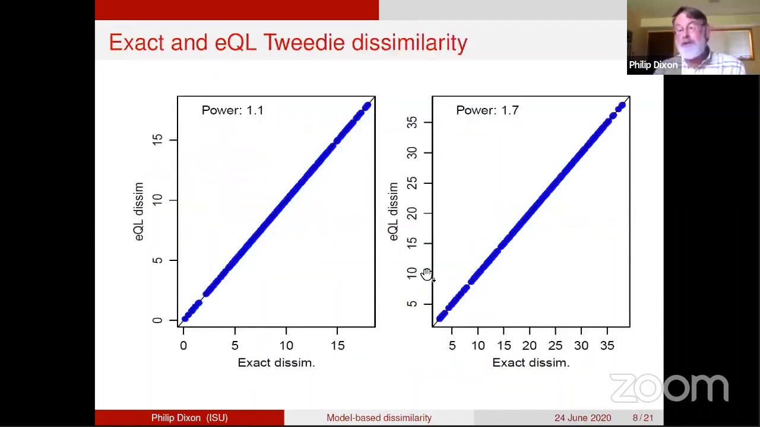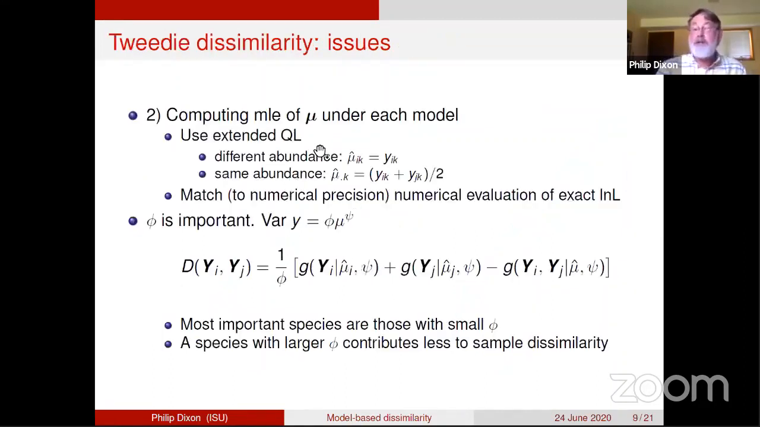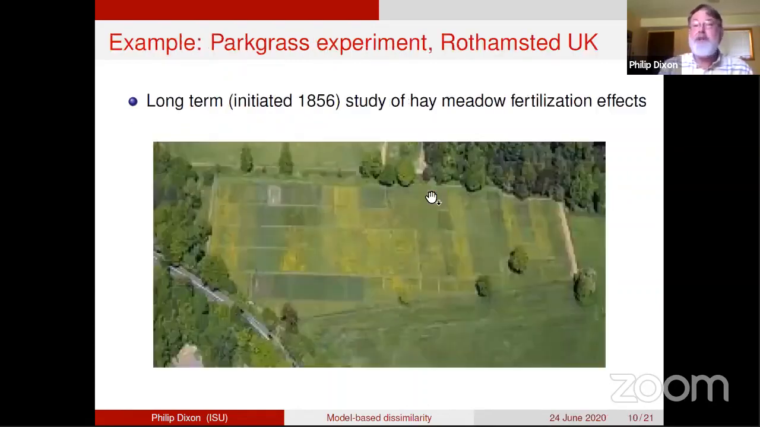To illustrate this, here is a comparison of the exact numerically evaluated dissimilarity for a variety of sites, and the one for the extended quasi-likelihood. The other thing you have to do is to compute the maximum likelihood estimate under each model using extended quasi-likelihood. That's very straightforward, and the MLEs are obvious in a sense and can be numerically evaluated very, very quickly. I'm going to skip the second point in the interest of time and move on to some examples.